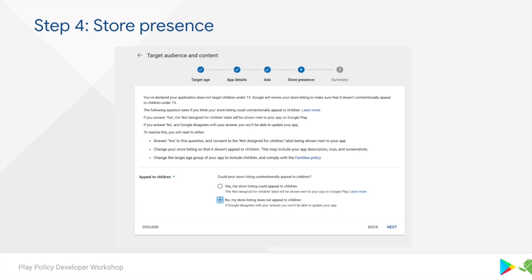And lastly, you will need to set up store presence, and there will be different scenarios based on your selection of target age groups. Opting in and setting up Design for Families program and declaring whether the App Store's listing might appeal to children or not are also possible actions to take on this stage. And I will go through different scenarios during deep dive session coming up very shortly.